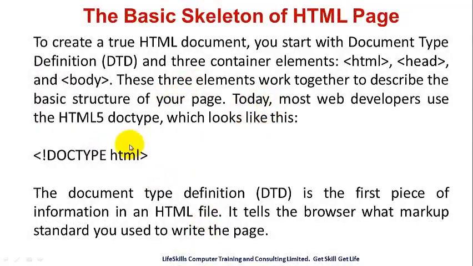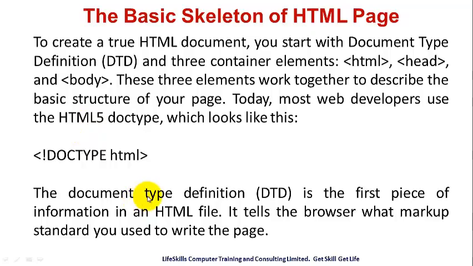Now let's start with the doctype. You can see that in the tab, exclamation mark and doctype HTML. Today, most web developers use HTML5. There are different versions of HTML. We have HTML4, we have HTML5, we have XHTML 1.0.